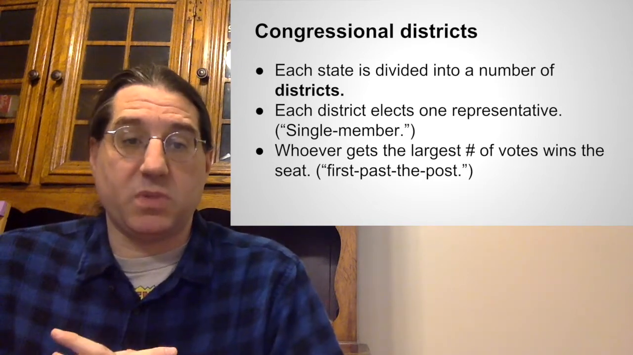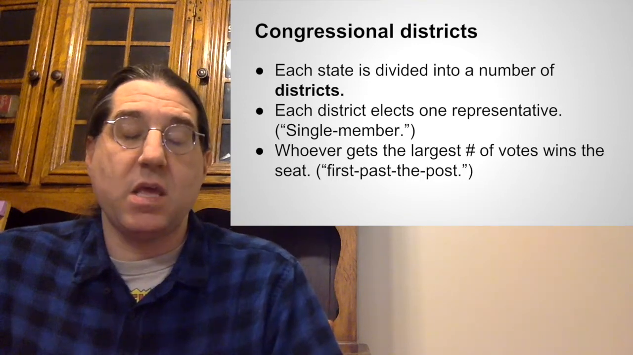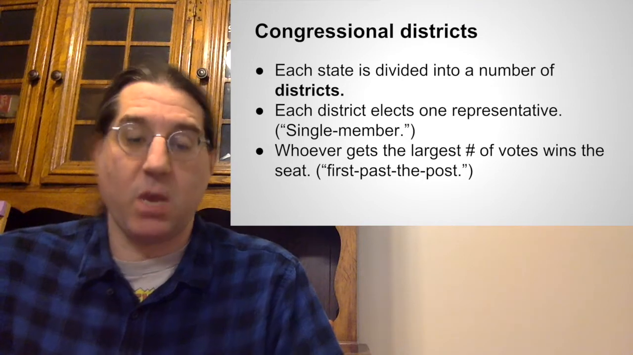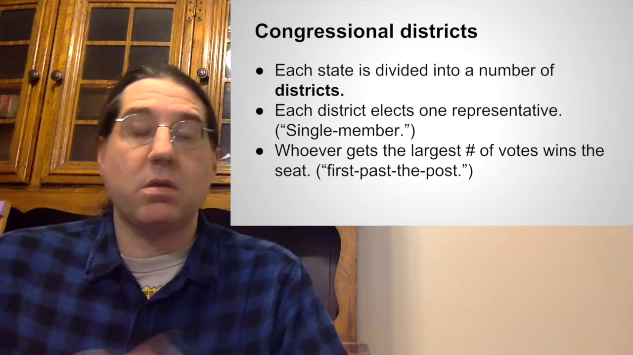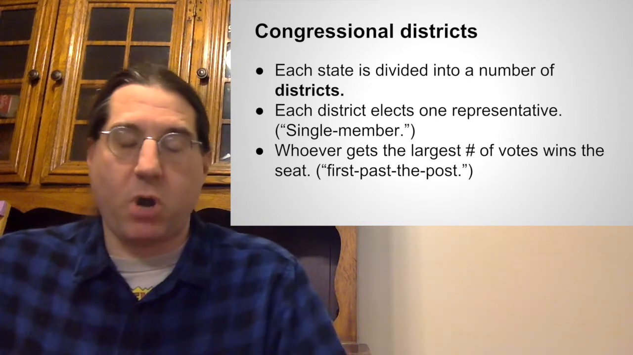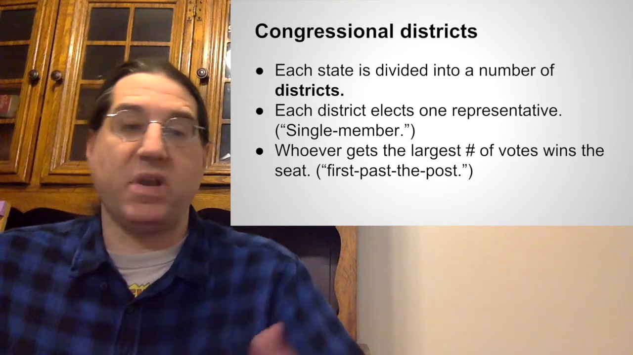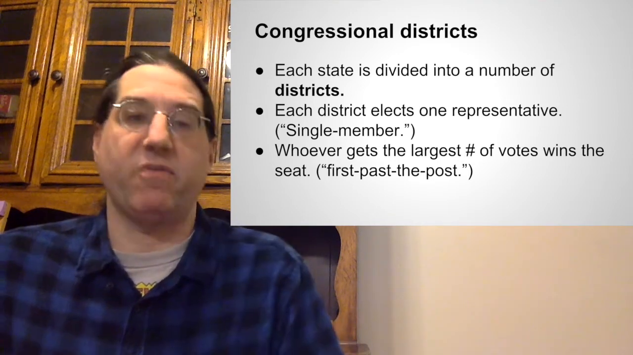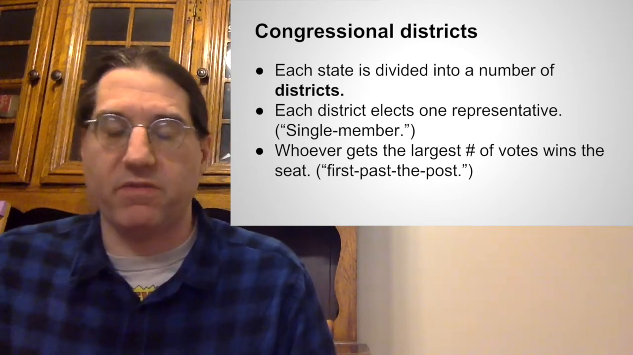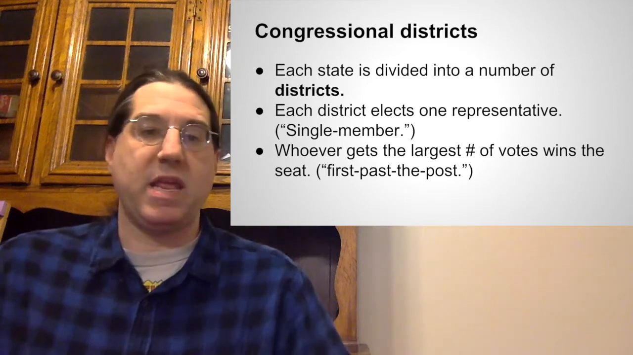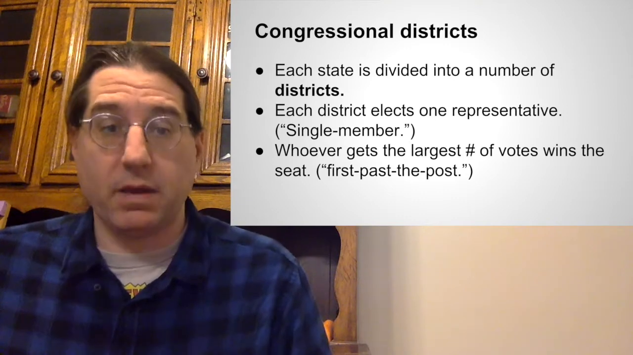There could be other systems. We could instead say, look, all of the representatives from Pennsylvania, we're going to put them in a big pot, and we'll assign parties a proportional share of their vote. So if the Democrats get 47% of the vote, they get 47% of the representatives. If the Republicans get 45% of the vote, they get 45% of the representatives. If the Green Party gets 5% of the vote, they get 5% of the representatives. You could do that, but we don't.